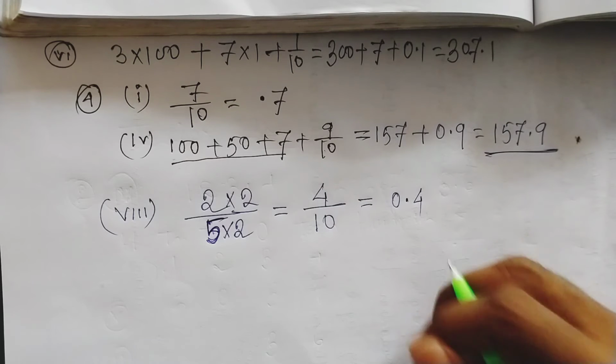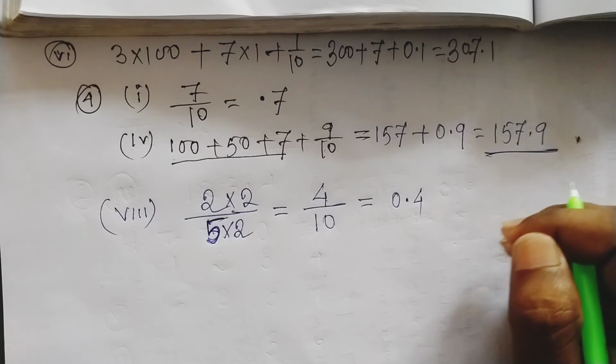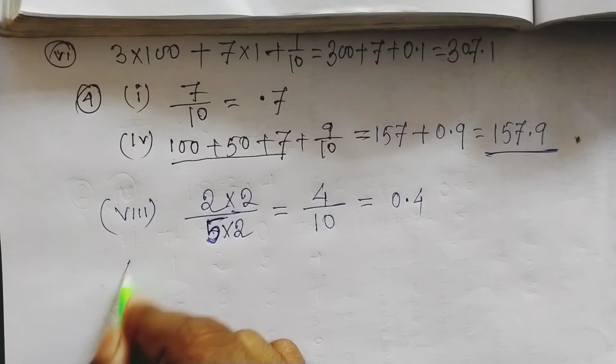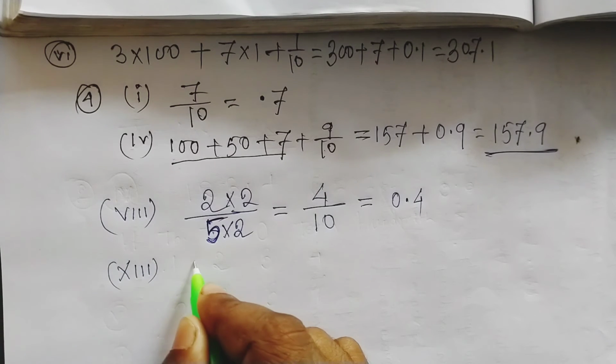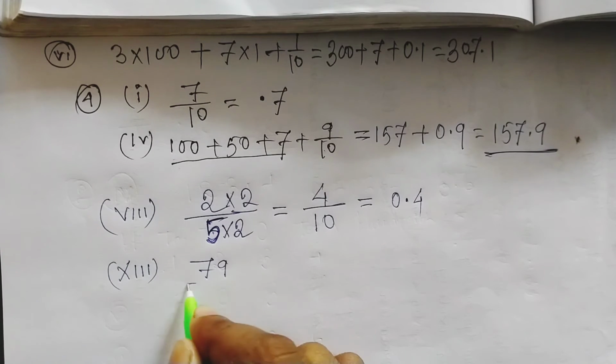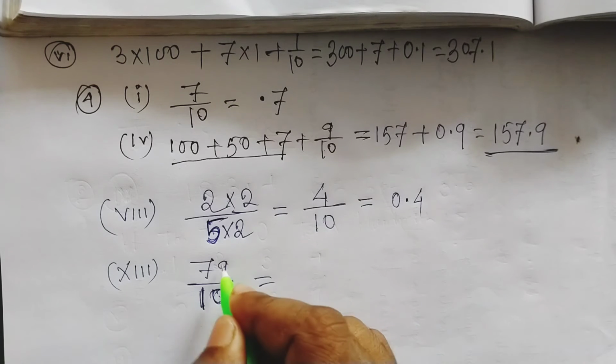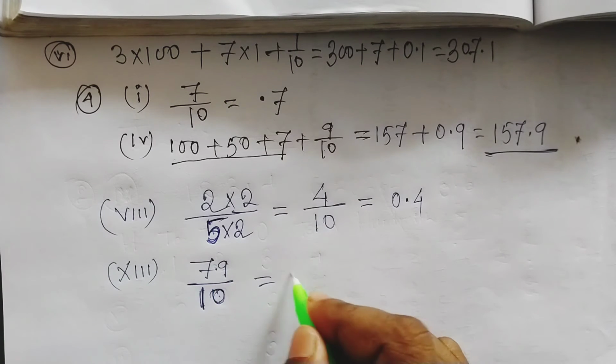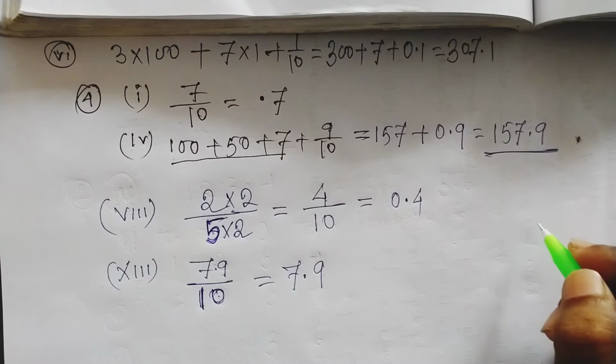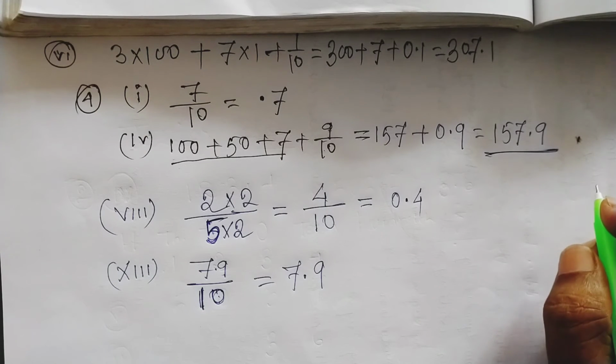Understood everyone? Now just try to solve another question. Question number 13. Here is 79 by 10, and here simply 10 is given. So you have to simply use a point. So here is only 1 zero. So give a point before 1 digit. So put the point in this place. So 7.9 is our final answer. Now just try to solve another question.